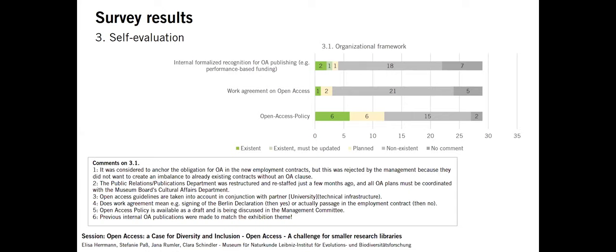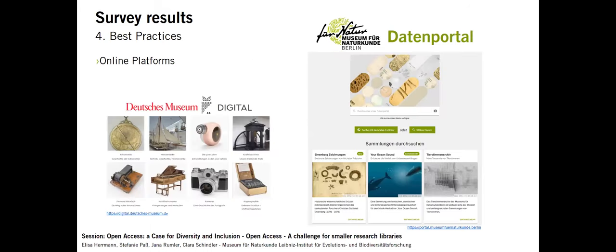So, to change the view to some more visual artwork, we would like now to show you some best practice projects by the institutions that answered our survey and supported the survey. So what did they mention as best practice open access? We found three aspects. They name online platforms, wonderful exhibition catalogs, and journal websites.